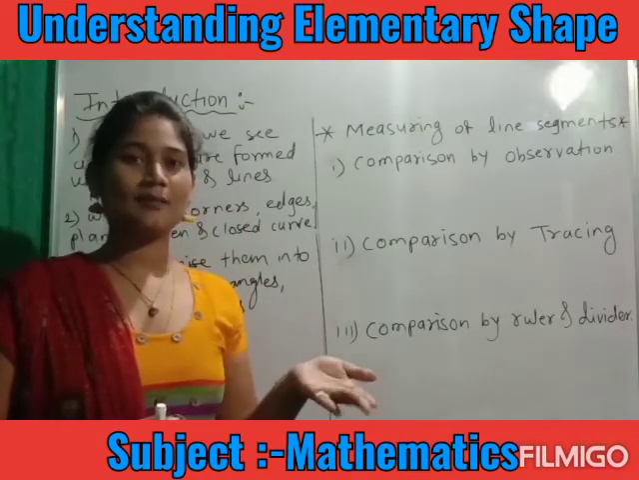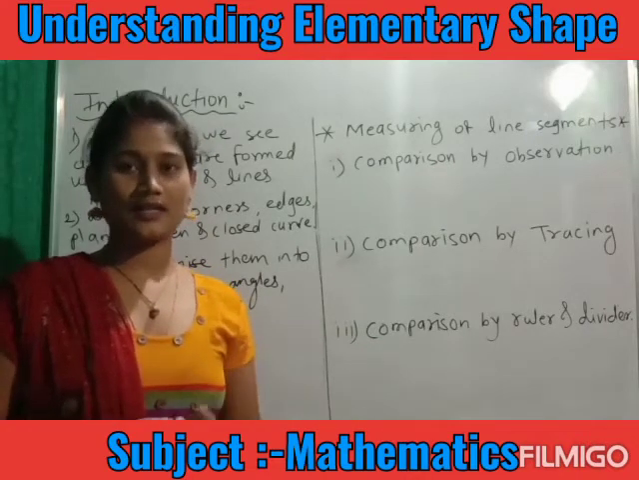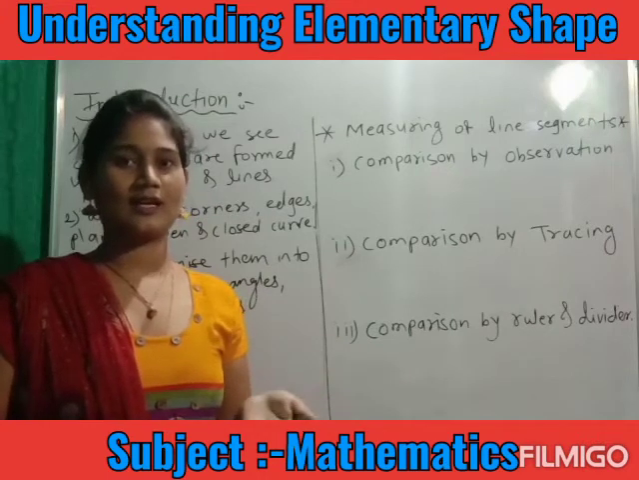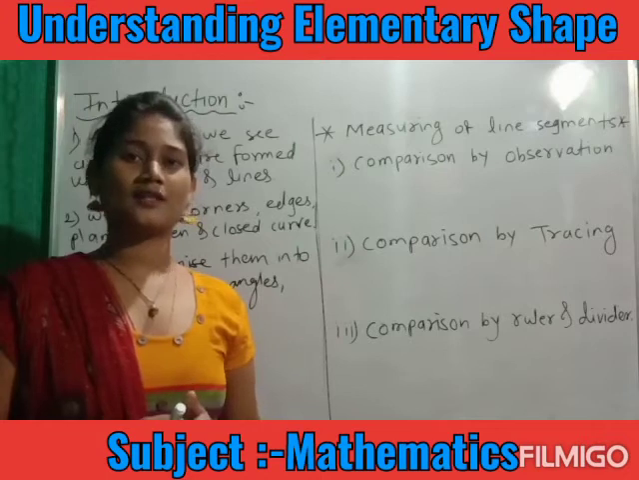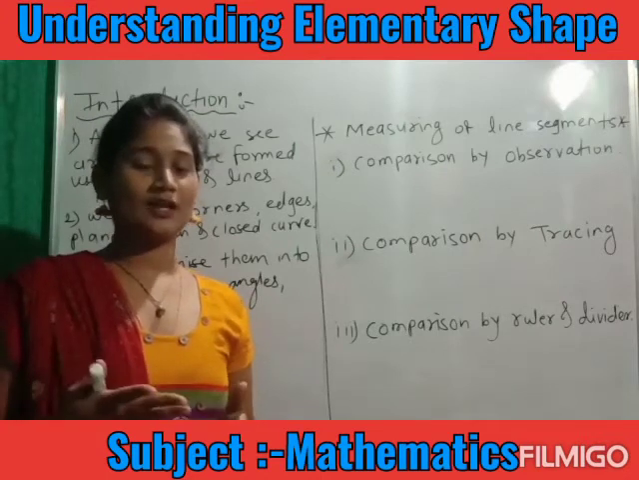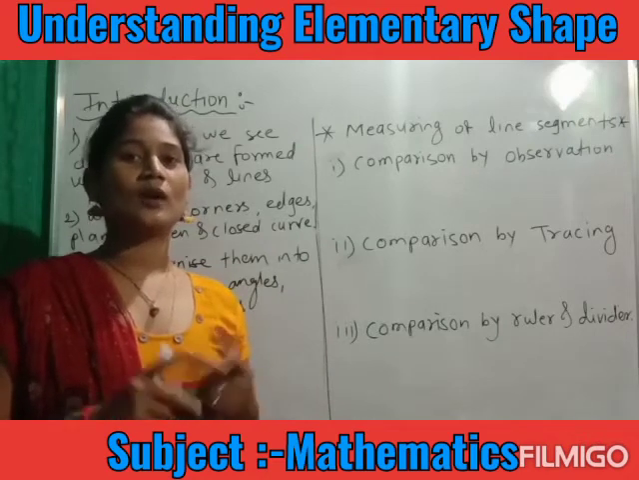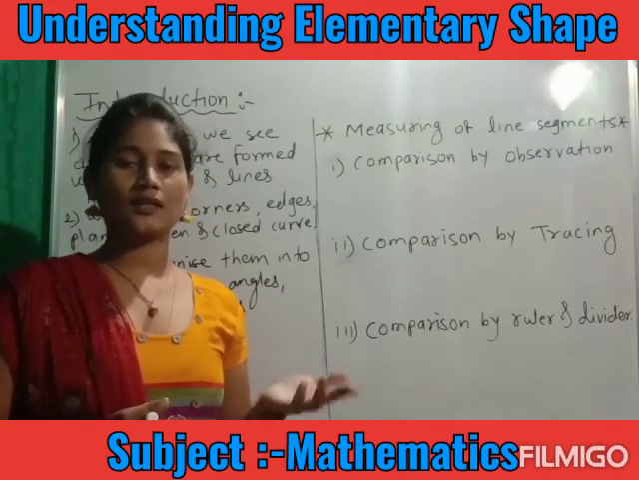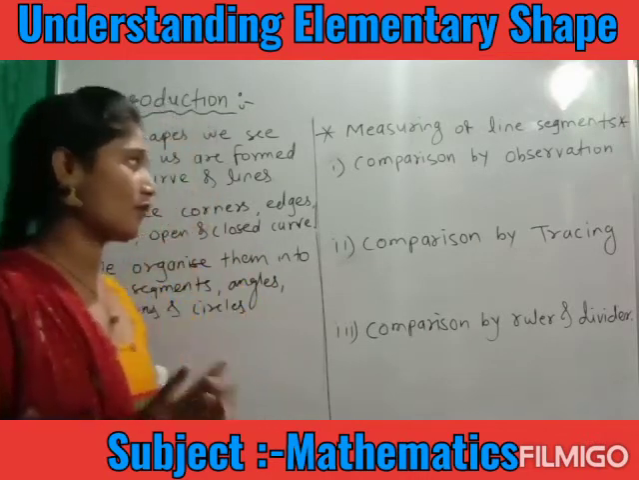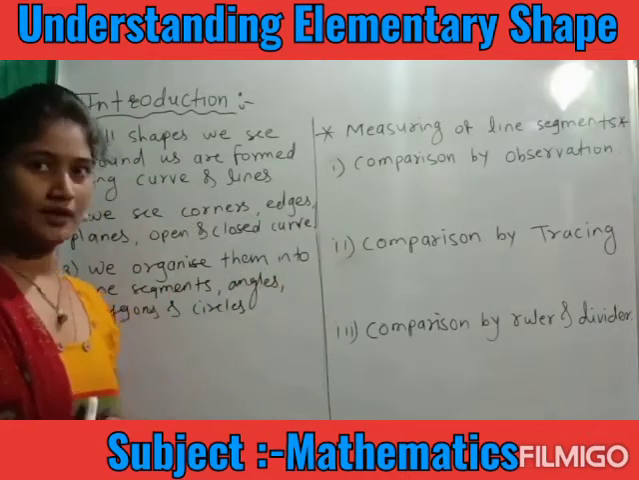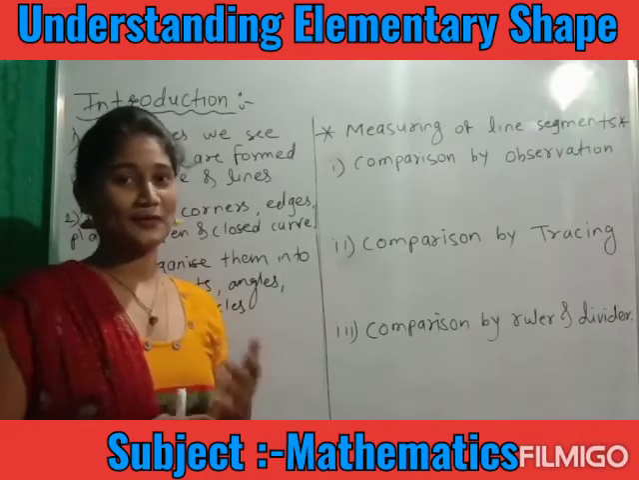In the previous lesson, basic geometrical ideas, we saw some things related to this lesson, that is, understanding elementary shapes. From that lesson we have to remember something. Which something? Line segment, ray, line, triangle, quadrilateral. We have to remember all of these right now, for understanding this lesson today. Have you remembered all that? Yes, very good, you have to remember.